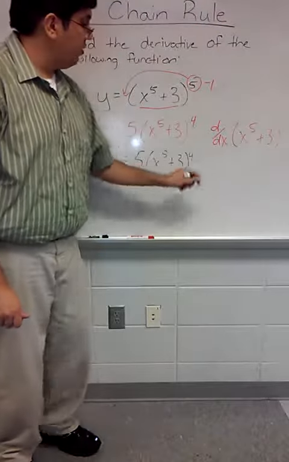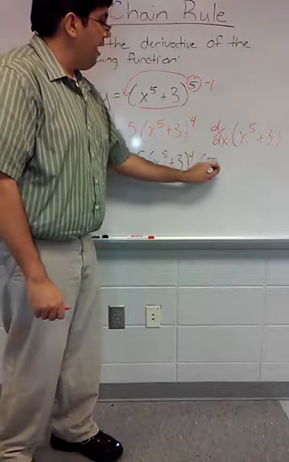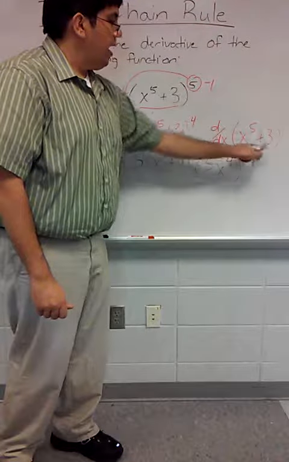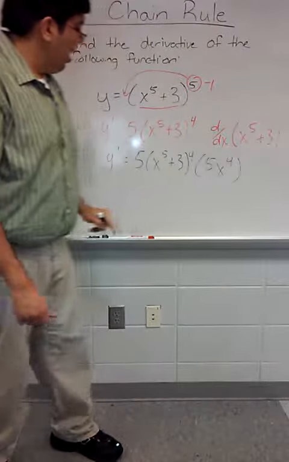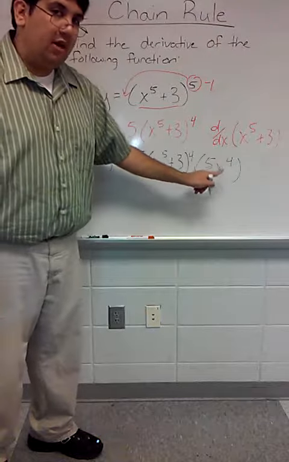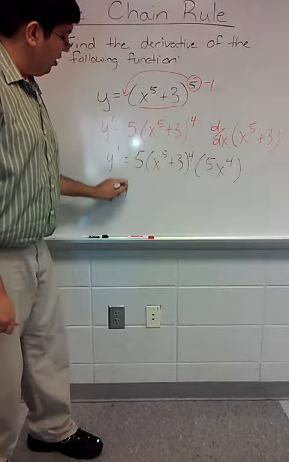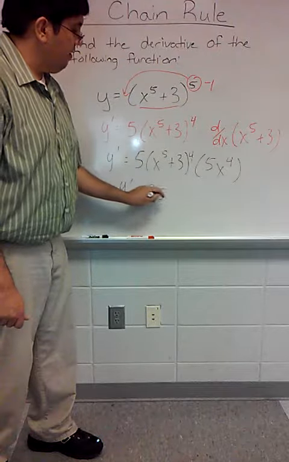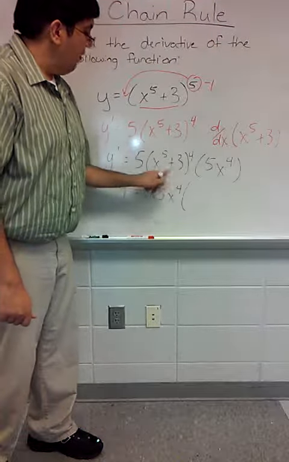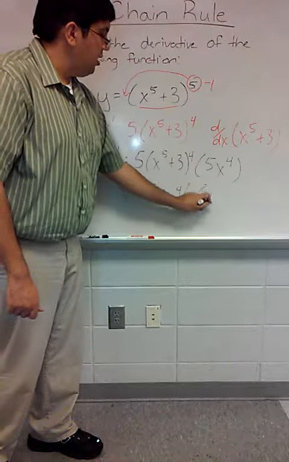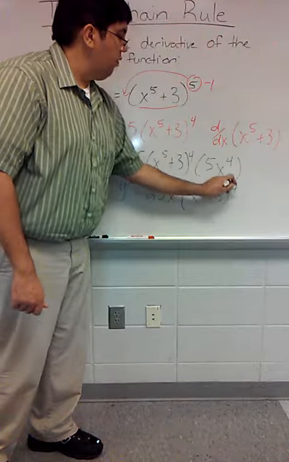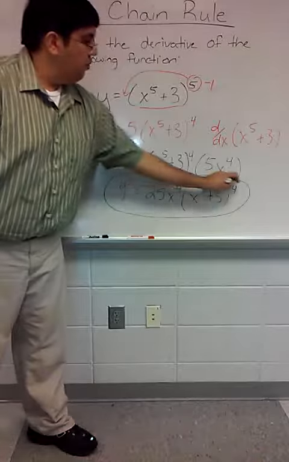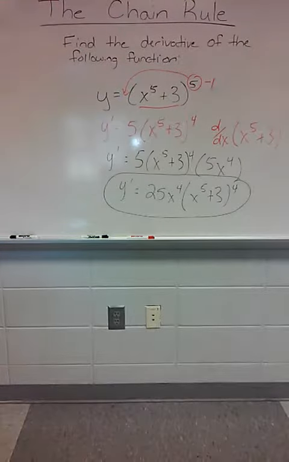x^5 + 3, the derivative of that would be 5x^4, and the derivative of 3 is just 0. All right, this is great, but I'm going to clean it up a little bit with some algebra. So I'm going to do 5 times 5, so that's going to give me 25x^4, and then (x^5 + 3) raised to the fourth. And then this would be the derivative of that function.